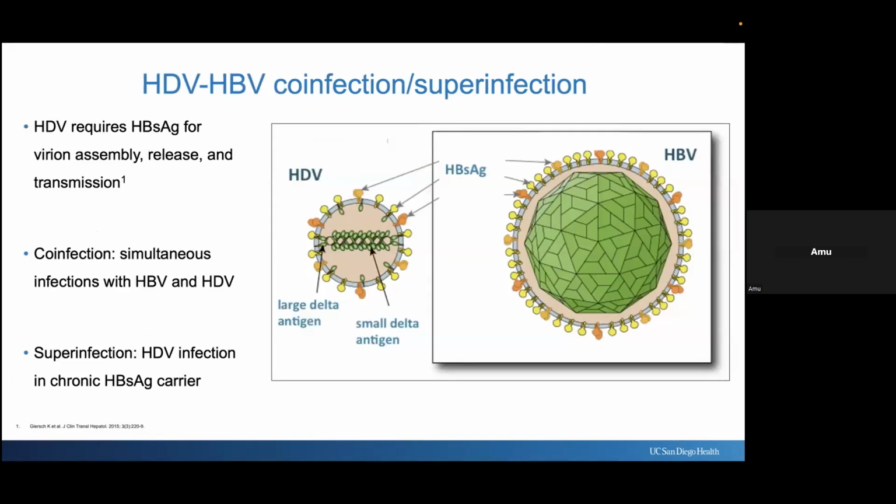So viral pathogenesis varies and depends on the mode of both hepatitis B and hepatitis D infections. A simultaneous infection of hepatitis B and hepatitis D, called coinfection, will lead to acute hepatitis that resolves spontaneously in the majority of people. Whereas hepatitis D superinfection of a chronic hepatitis B carrier will mainly result in chronic hepatitis D infections.